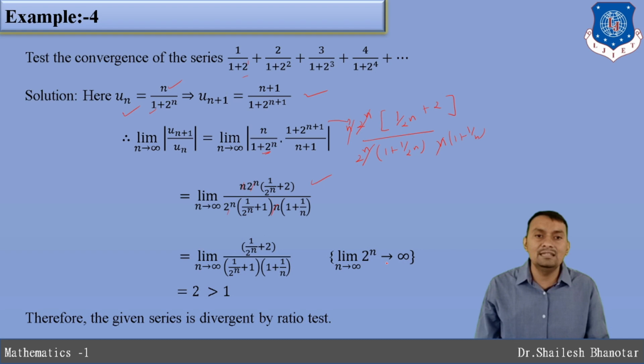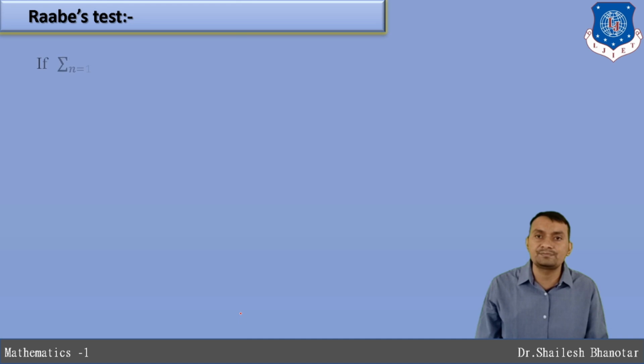And when you apply the limiting concept, as we know that limit n tends to infinity, 2 raised to n is going to be infinite. And therefore 1 divided by 2 raised to n tends to 0, as we assume that n is a very large number. And therefore 0 plus 2 divided by 0 plus 1 into 0 plus 1, so this is going to be only 2, which is greater than 1. Therefore, according to the Raabe test, the series is divergent.